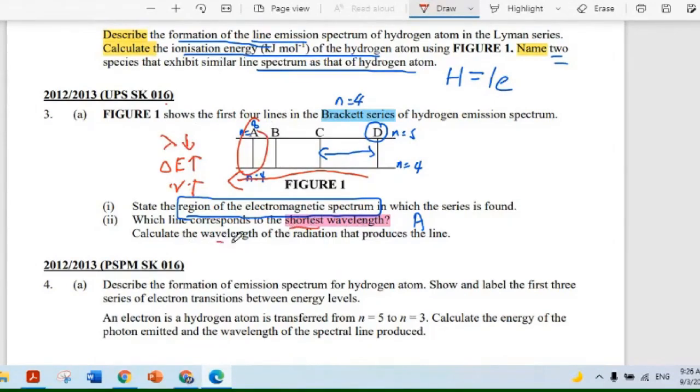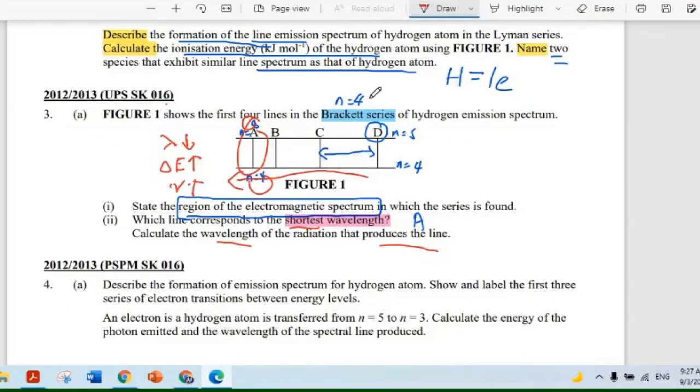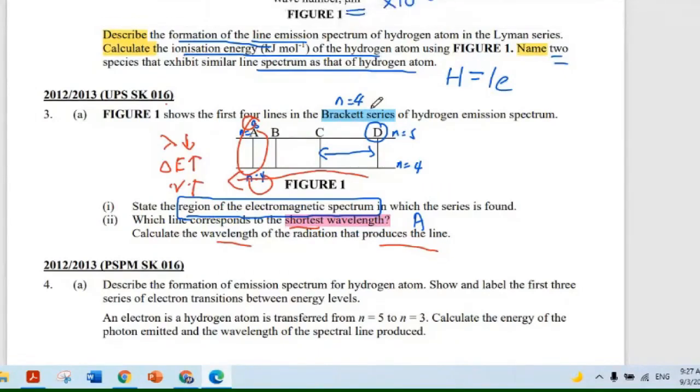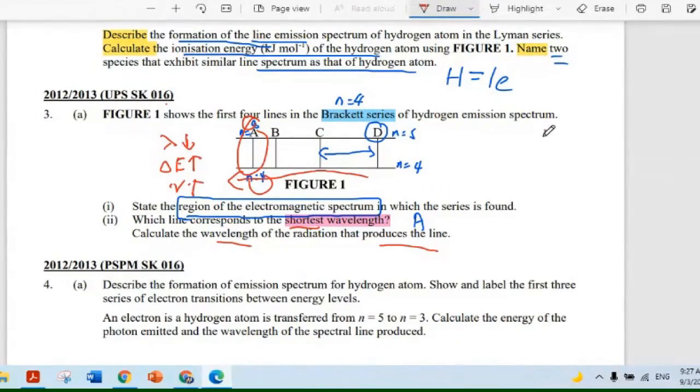Okay, calculate the wavelength that produces the line. So line A tadi Luqman dah kata 8,4. So kita tengok jawapan Syami macam mana. So let's check the answer. 7,3. Saya letak 7. So sekarang bracket N sama dengan berapa? Okay, Syami, berilah saya N sama dengan 1, apa nama dia?